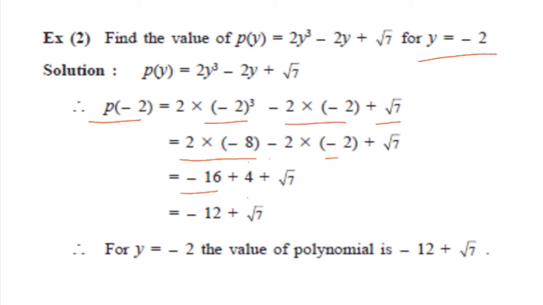Minus 16 plus 4. What will the answer be? It will be subtraction. Minus 16, 4 gone, is 12, and the sign of 16 is minus, that's why minus 12 plus root 7. For y is equal to minus 2, the value of the polynomial is minus 12 plus root 7, or root 7 minus 12.